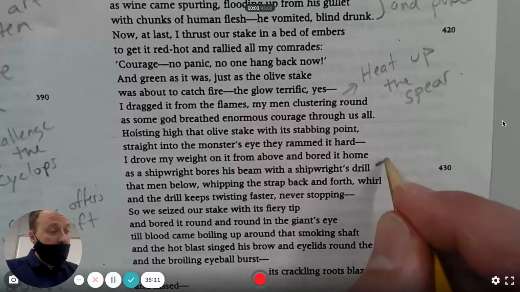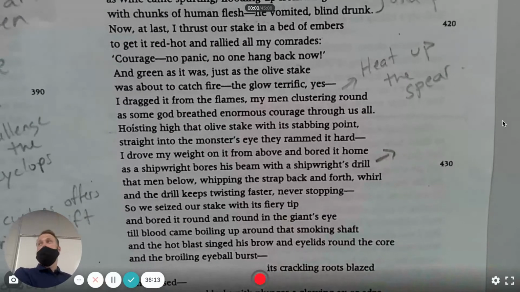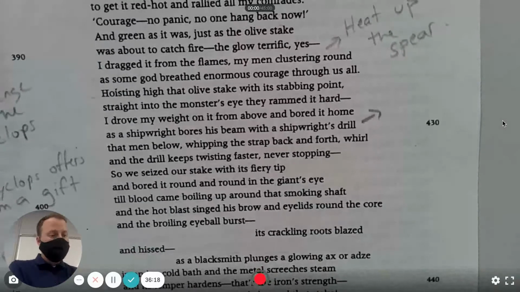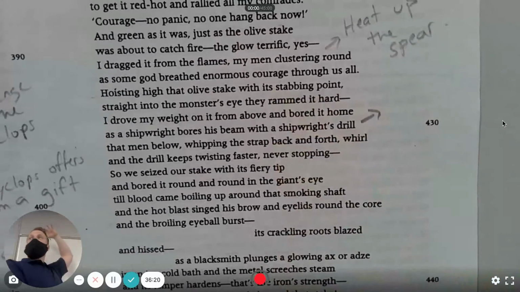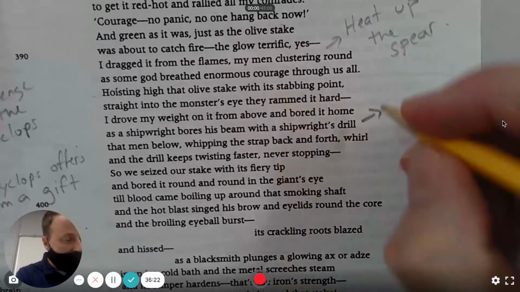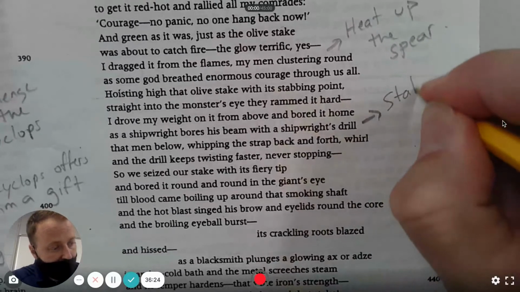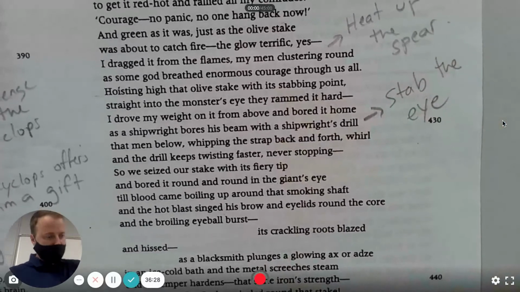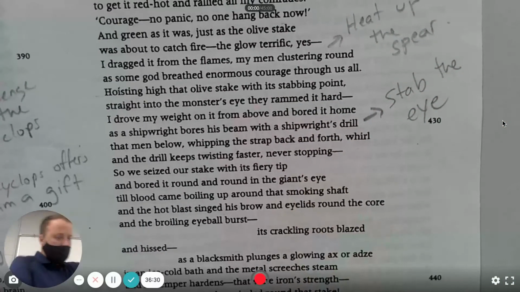So what do they do? Well, they light the stake on fire, and then what are they doing in this section? They hoist it up and stab the eye of the Cyclops. They stab it in, whirling it and twisting it.